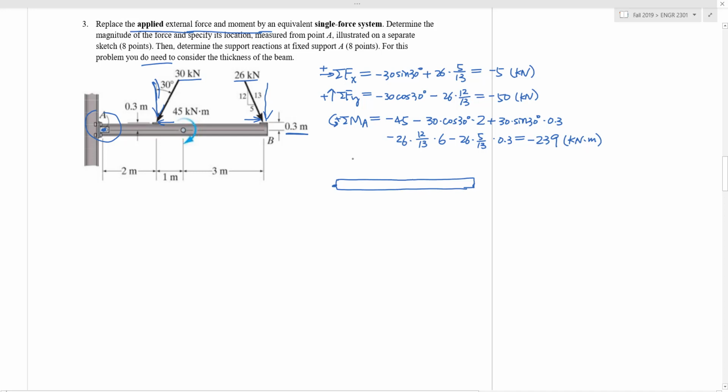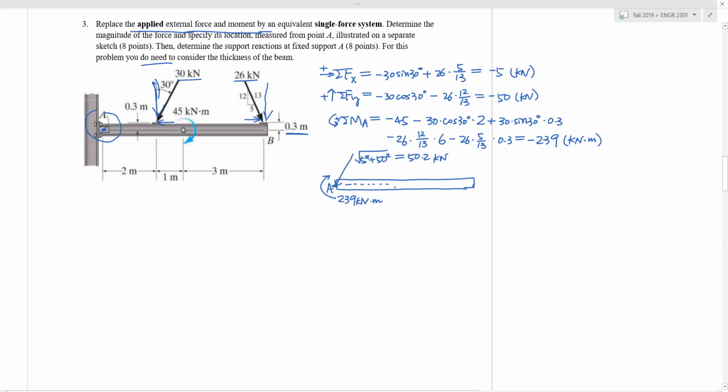So together, this force looks like this right here with a magnitude of square root of 5 squared plus 50 squared, and that equals 50.2 kilonewton. And also there's a moment right here, and that moment is going to be clockwise because it's negative 239 kilonewton times meter. But we're going to move this force a little bit away from point A.